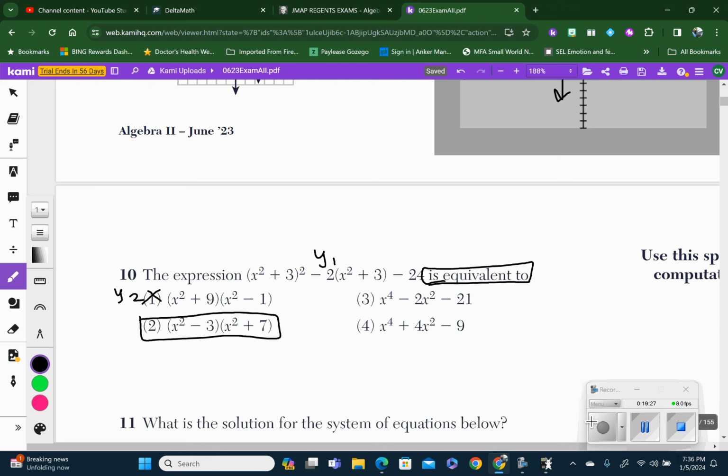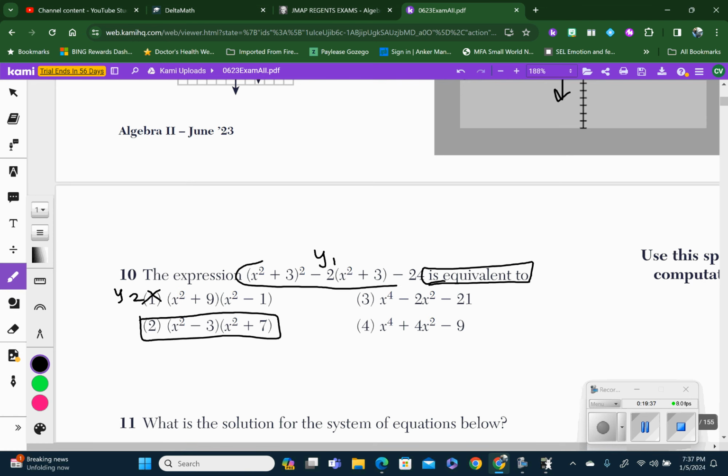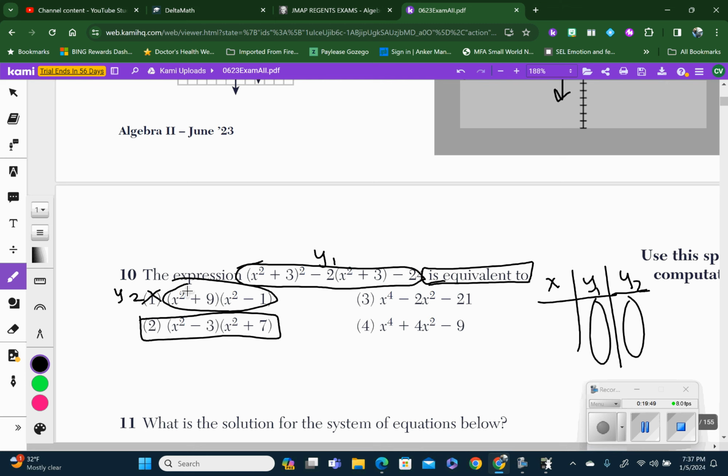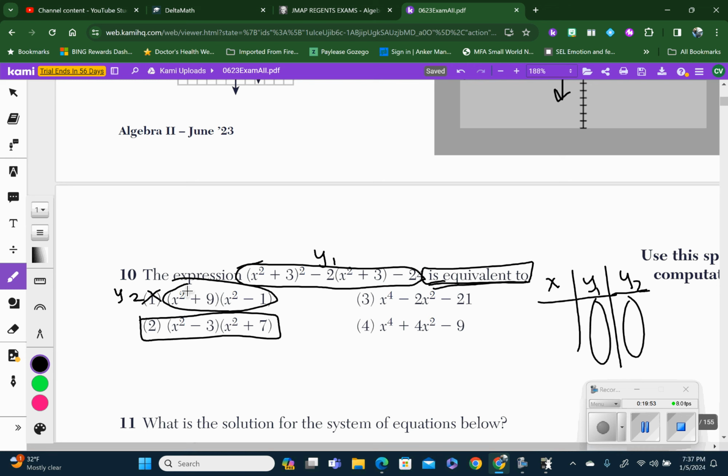Or you could do, what I mean by y1, y2 is you go here, type in the expression itself, which is this whole thing, and then you go to y2 and type this, and then go to the table and see if your y1 and y2 are exactly the same. Okay, that's how you check and see if they are equivalent.